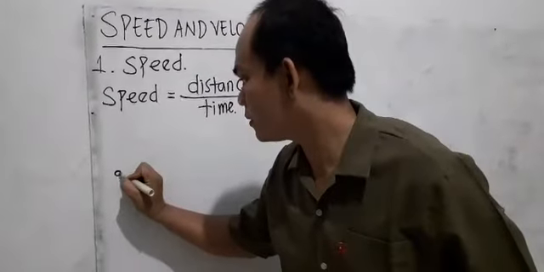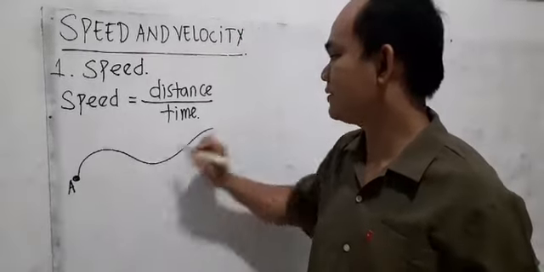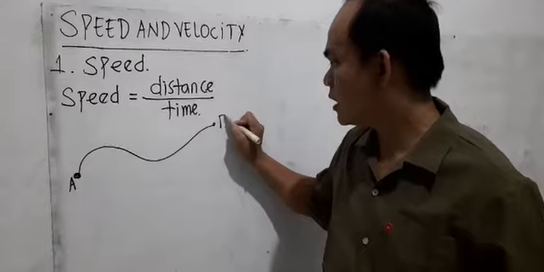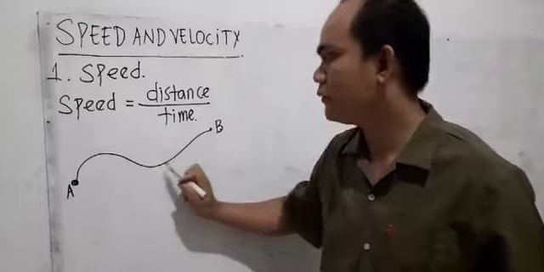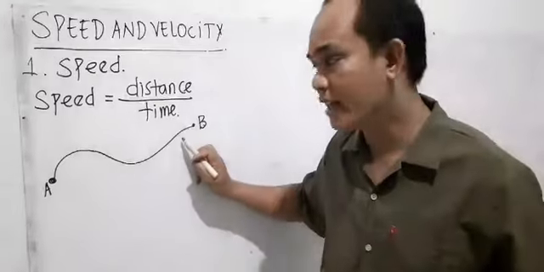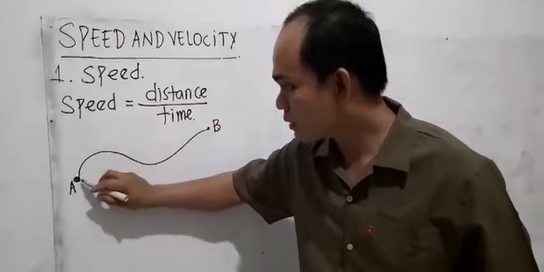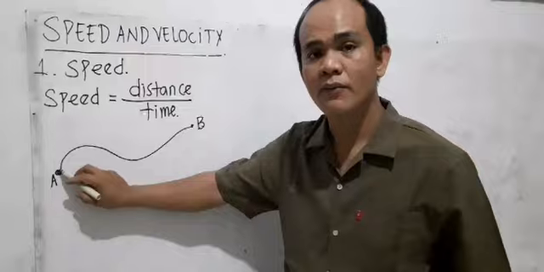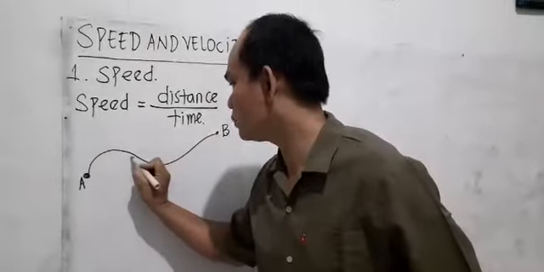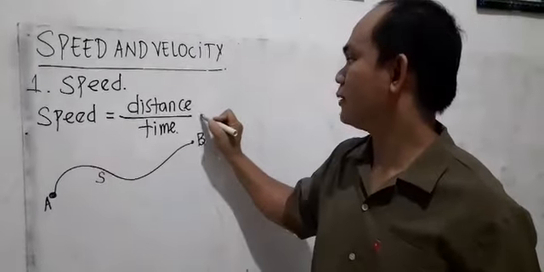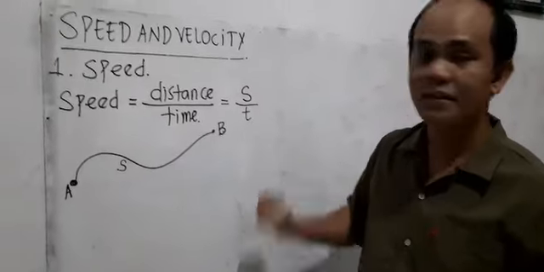How is the example of this distance divided by time? If you travel from point A by your car to point B, then all the length of the line that you travel, if you measure it, is the distance. So distance is all the length of the line traveled from A to B. Distance is usually noted with the letter S. So we can abbreviate this as S divided by time.